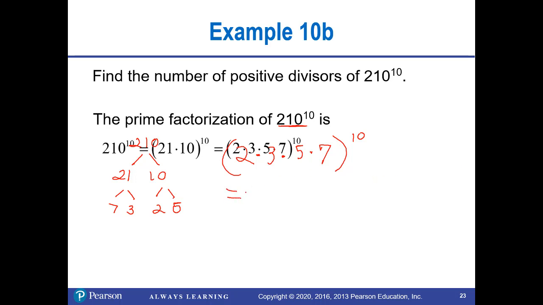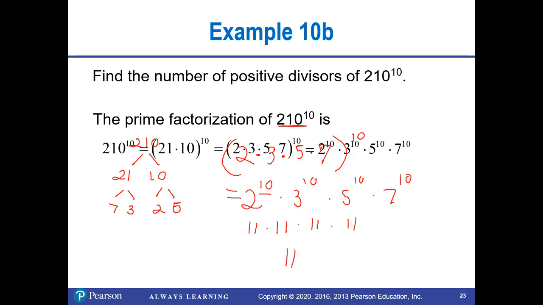In other words, we have 2 to the 10th times 3 to the 10th times 5 to the 10th times 7 to the 10th. And then we figure out each of these. 2 to the 10th has how many divisors? Well, its exponent is 10, so 10 plus 1 is 11. 3 to the 10th, same thing. 5 to the 10th, same thing. 7 to the 10th, same thing. So we have 11 times 11 times 11 times 11, which is 11 to the 4th power.